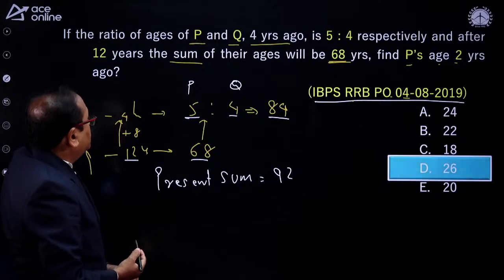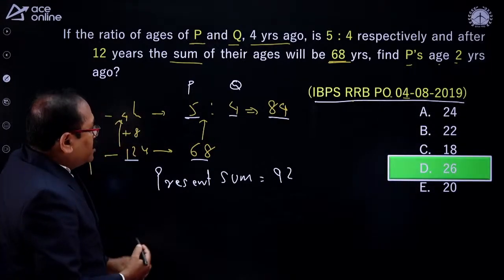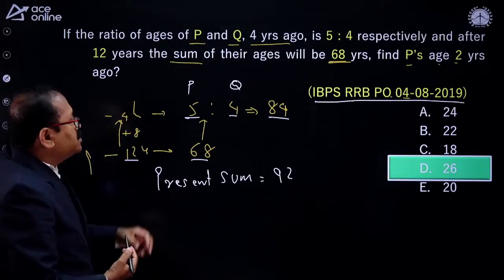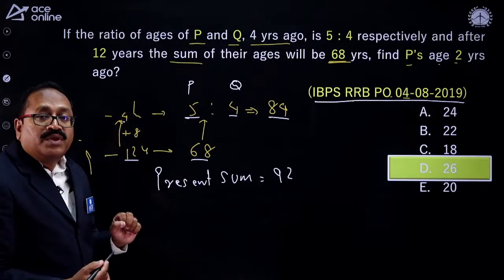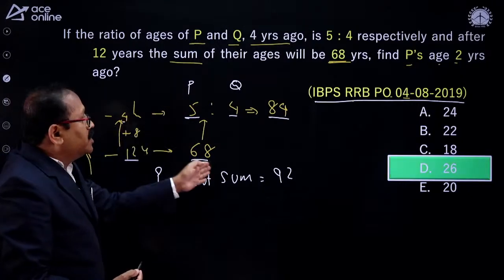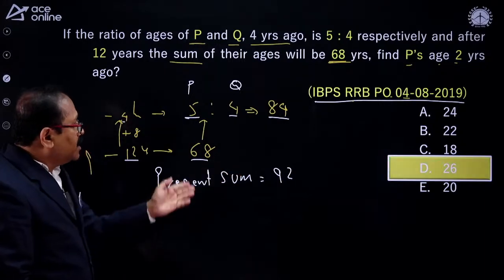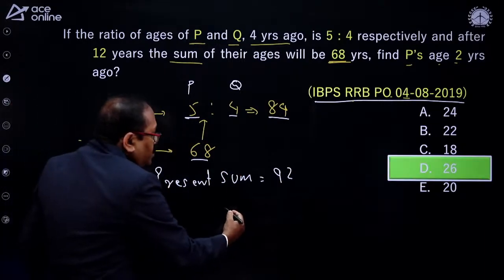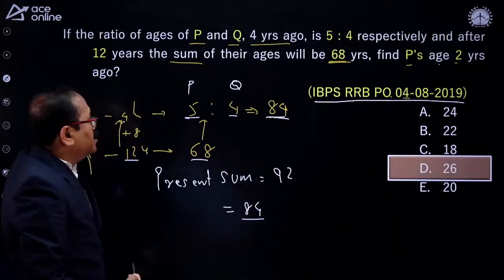So what will be their age? What is the present age? Present age ratio I don't know. So what will be the age 4 years ago? The 4 years ago, each one will decrease by 4. So 4 plus 4, 8. When I take out the 8, am I getting the same thing, 84? Yeah, we are getting the same thing, 84 over here. In either way, we are getting 84.